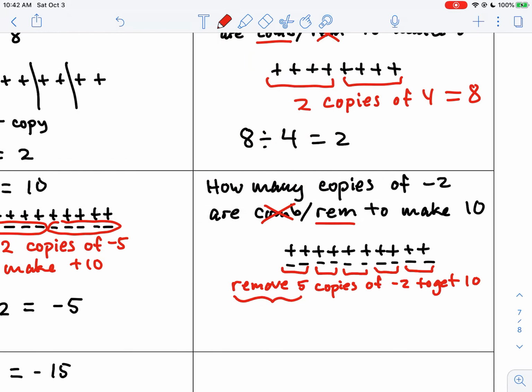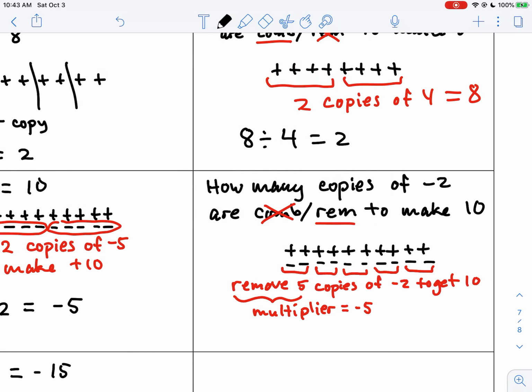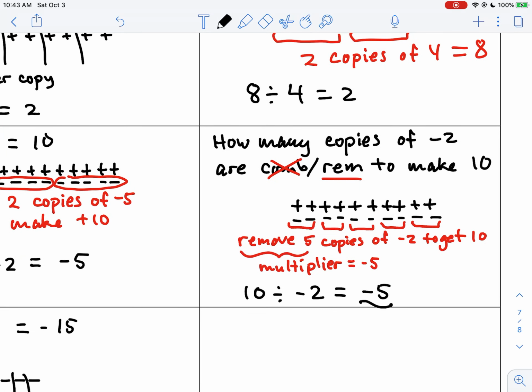Let me write it this way. The multiplier is negative 5 because we're removing 5 copies of negative 2 to get 10. And therefore, this leads to the justification that 10 divided by negative 2 is equal to negative 5. Right, because we remove 5 copies of negative 2, and that will make 10.